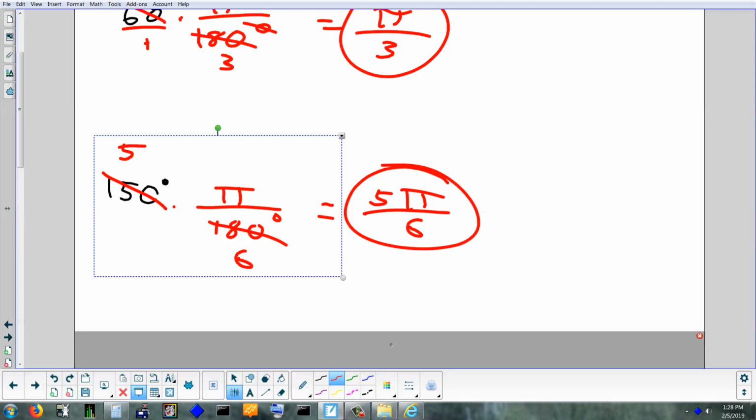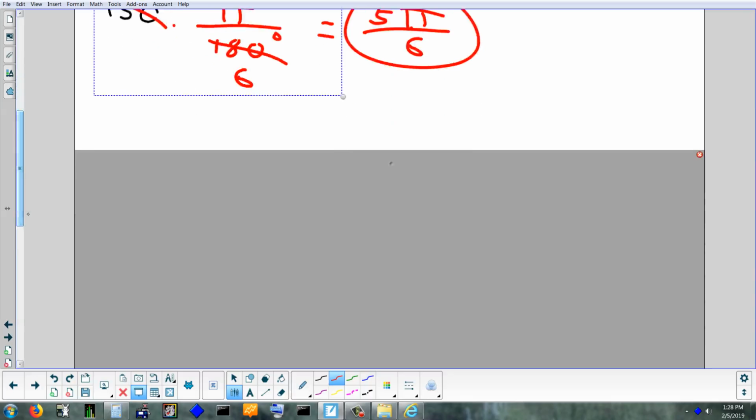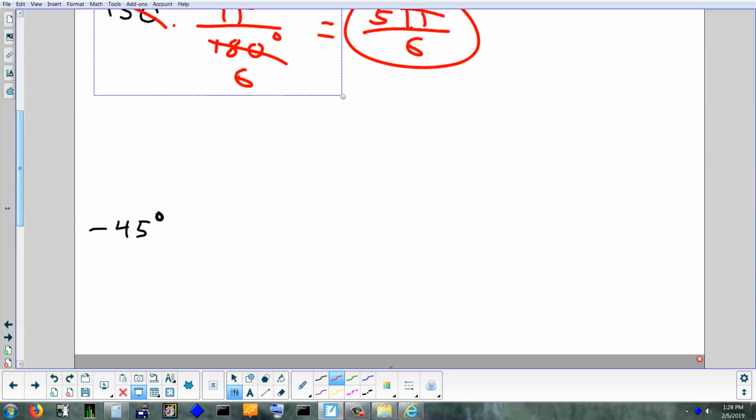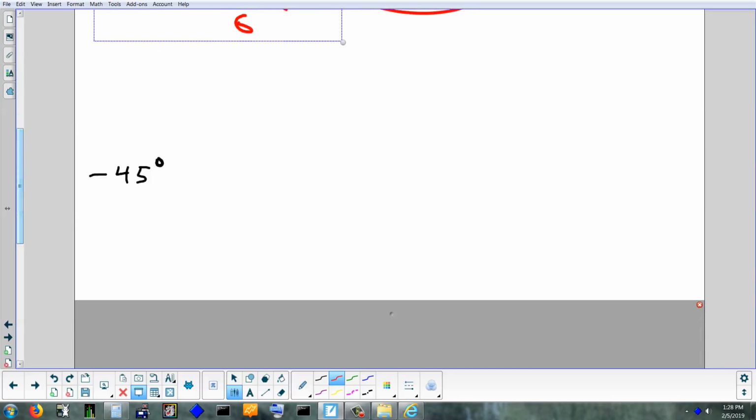Questions on that one? All right. Try one with a negative. Negative is pretty much the same thing. The only difference is when you're done, your final answer should have a negative in front of it. Okay, so take a second and see if you can convert that to radians on your own.